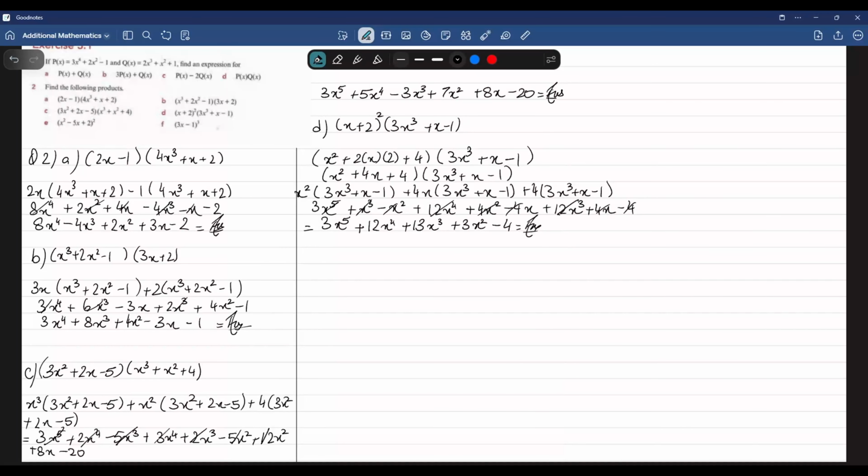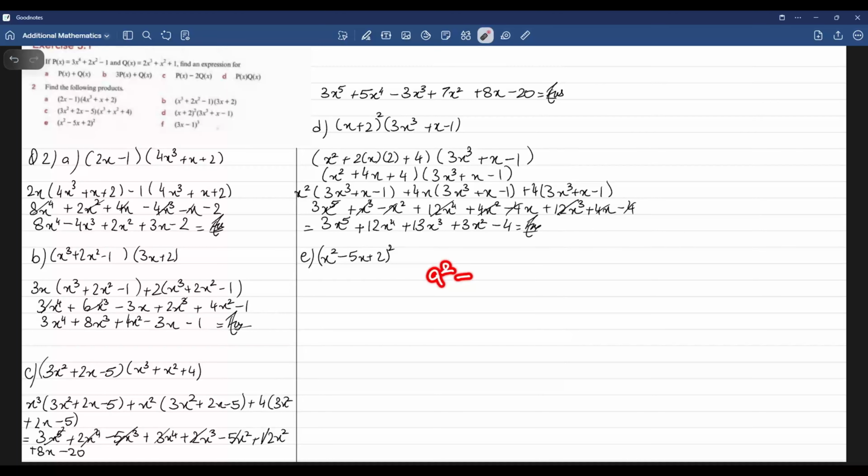And for part E, we have something like x squared minus 5x plus 2, and again, we do also have a square. Now we can't use the quadratic formula, which would be a squared plus 2ab plus b squared. This won't be applicable over here because we have something more than a. If this would be a, this would be b, and this would be something else. So we can't use the quadratic formula.